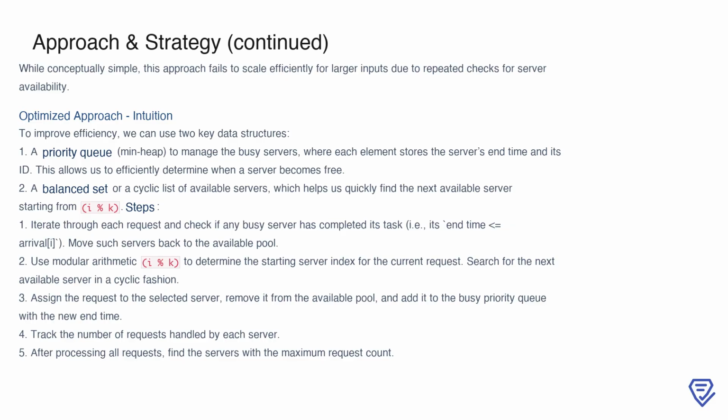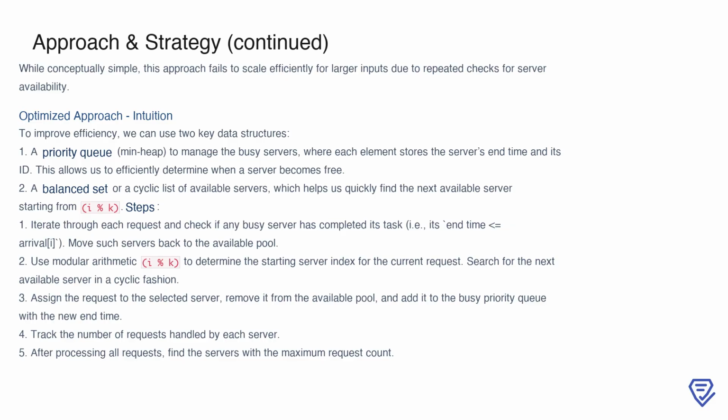The priority queue, implemented as a min heap, tracks busy servers by storing their completion times and IDs, enabling efficient updates as servers finish processing. Meanwhile, the balanced set of available servers allows us to quickly locate the next server starting from i % k in a cyclic manner. The steps include iterating through the requests, moving completed servers from the busy queue back to the available pool, and using modular arithmetic to determine the starting index for assigning the current request. The selected server is then removed from the available pool, added to the busy queue with its updated end time, and its request count is incremented.